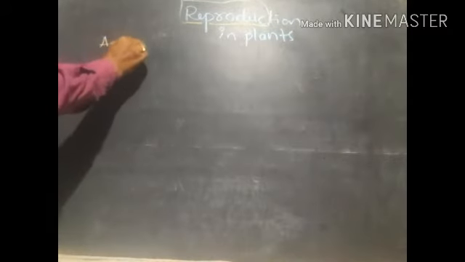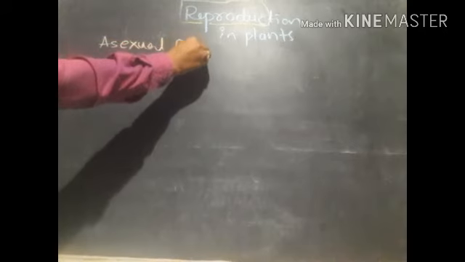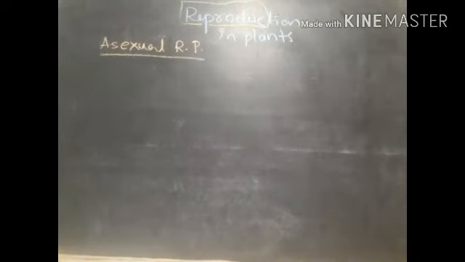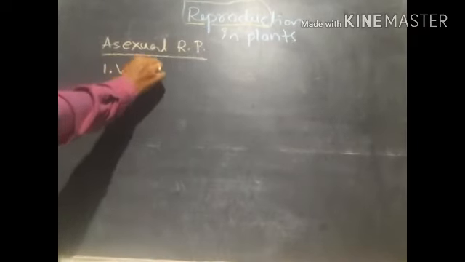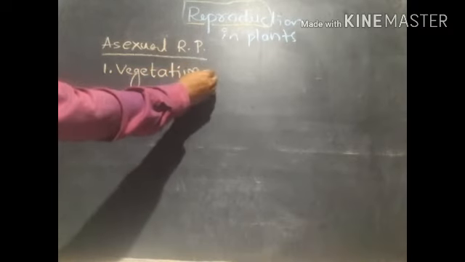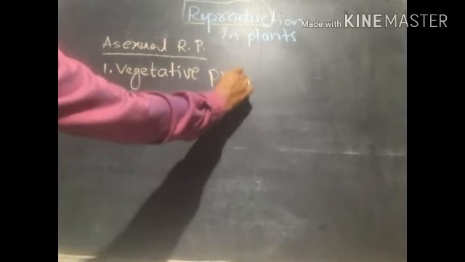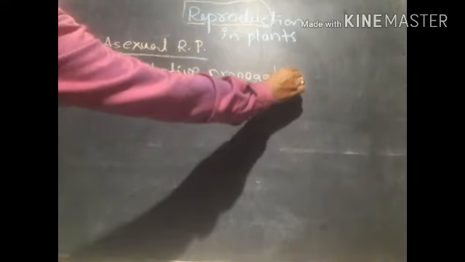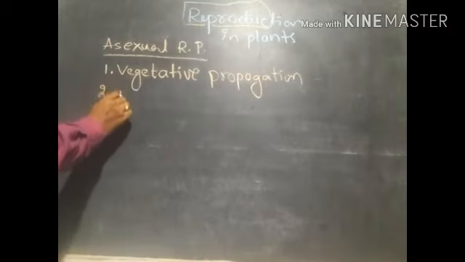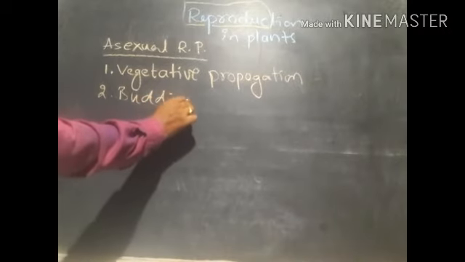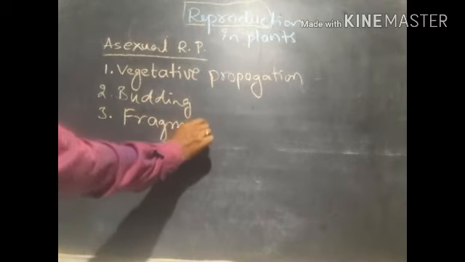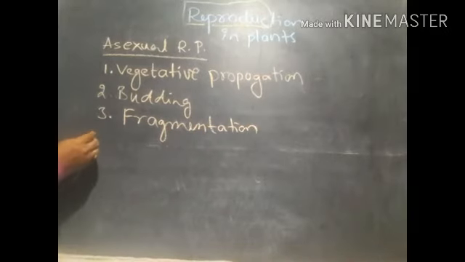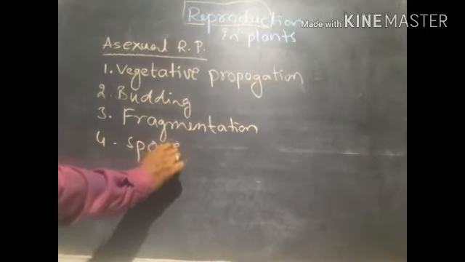Asexual reproduction in plants. So what kind of asexual modes do plants perform, right? The first asexual method is vegetative propagation. Propagation means reproduction. Vegetative propagation, what does it mean? Very good. It reproduces by using the vegetative part. And next, the second one, budding. The third one, fragmentation. And the fourth one, spore formation.